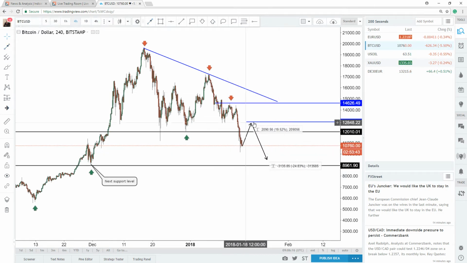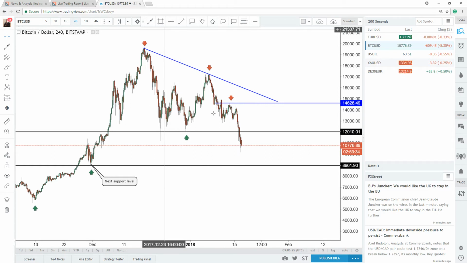So imagine that there is a high here. Whenever we break those highs, at that point I'll turn bullish. For now, this market is bearish, and traders will most likely sell on a rebound, try to sell here for this to go down to the downside.